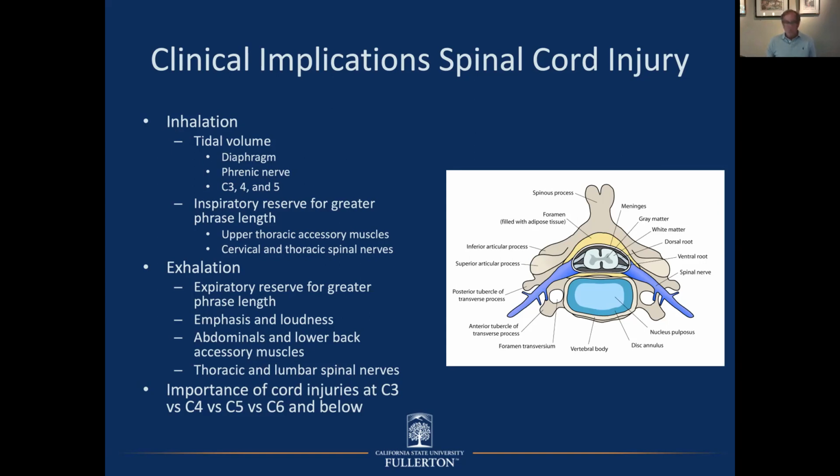Can they survive? Yes. What would they have to do? Breathe faster. They'd have to breathe faster. Could they speak? Yes, they could speak. How would that affect their speaking? Well, they'll have shorter phrase lengths.